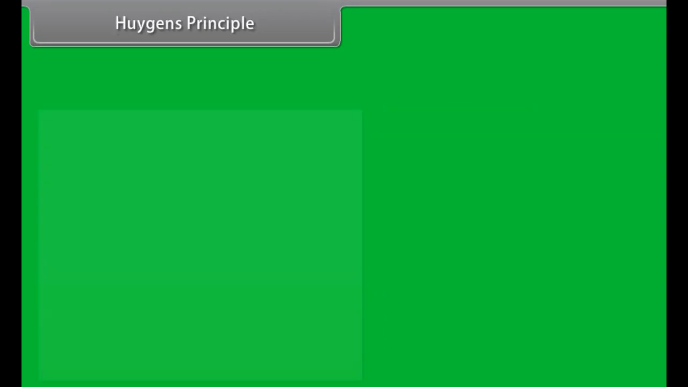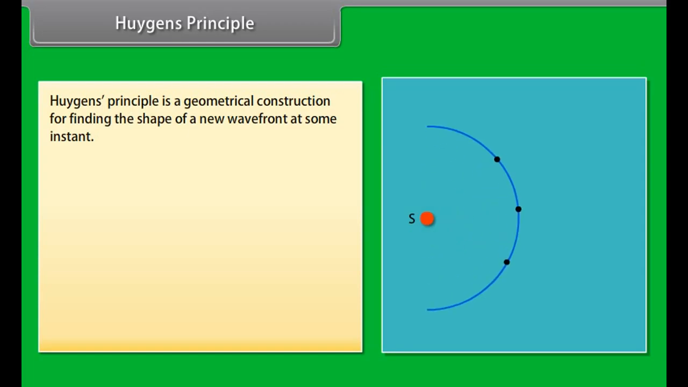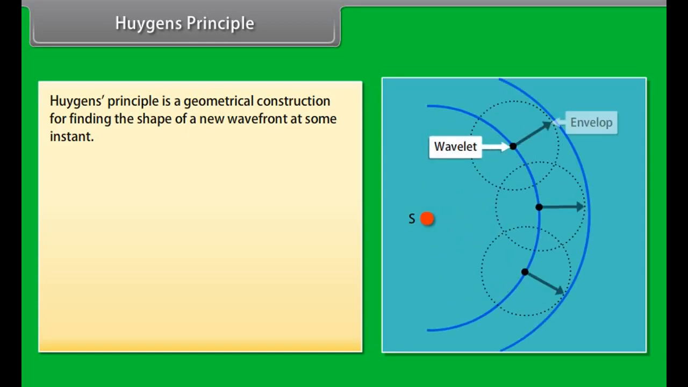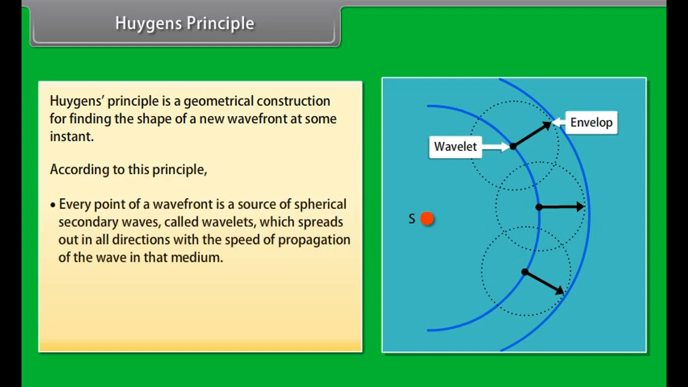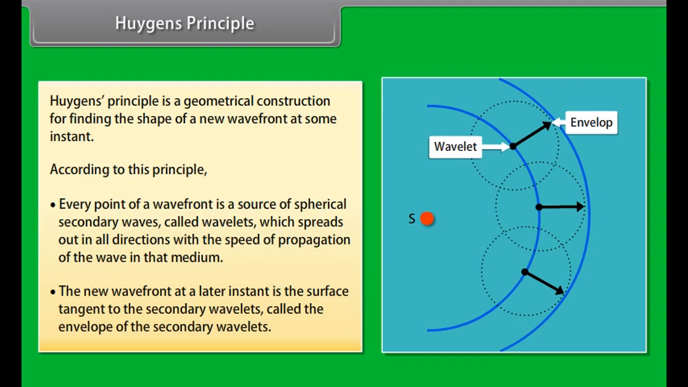Huygens principle. Huygens principle is a geometrical construction for finding the shape of a new wave front at some instant. According to this principle, every point of a wave front is a source of spherical secondary waves called wavelets, which spread out in all directions with the speed of propagation of the wave in that medium. The new wave front at a later instant is the surface tangent to the secondary wavelets called the envelope of the secondary wavelets. Laws of reflection at a plane surface.